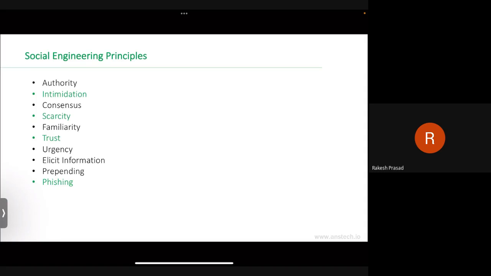Okay. There's a thing called prepending. In prepending, you give something familiar and prepend your message with something familiar looking. Like, I'm not able to spoof your IP. I'm not able to spoof your email address, but the first name, okay, my name is Shubhajit Na. So I send you an email.